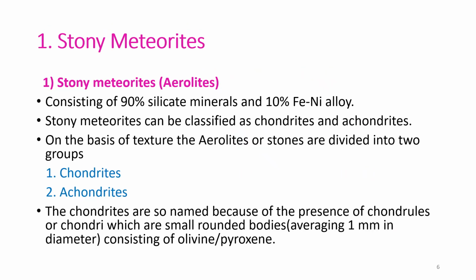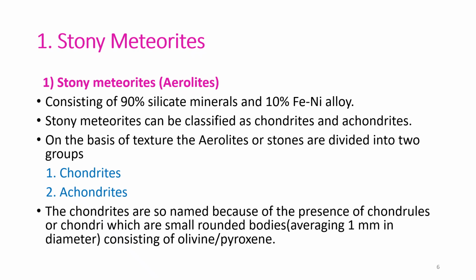Coming to the first category, stony meteorites. These are also known as aerolites. They consist of 90% silicate minerals and 10% iron nickel alloy. Stony meteorites can be classified as chondrites and achondrites on the basis of texture. The aerolites are stones. They are again divided into chondrites and achondrites. So these are essentially rocks from space, often containing small grains of nickel and iron and sometimes other minerals.